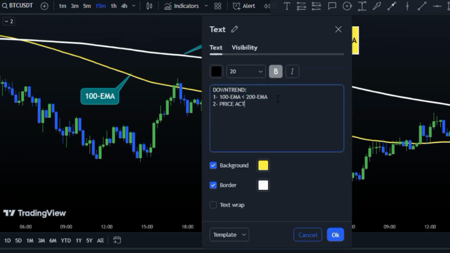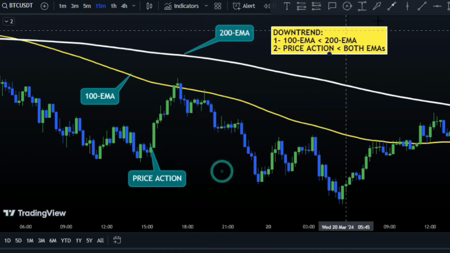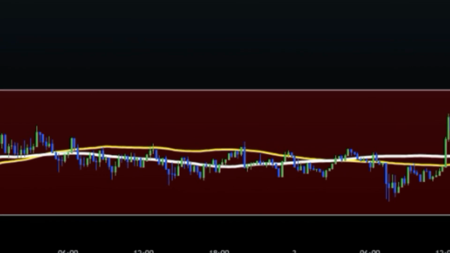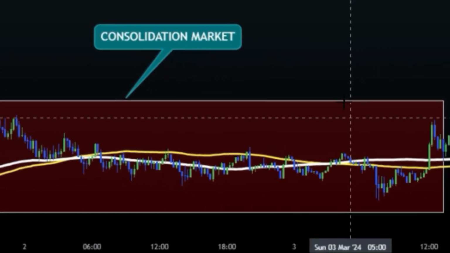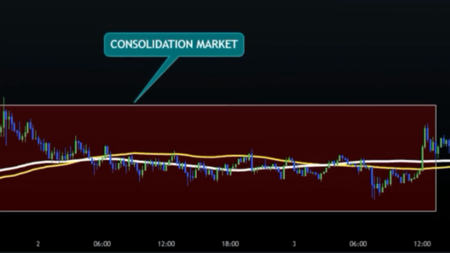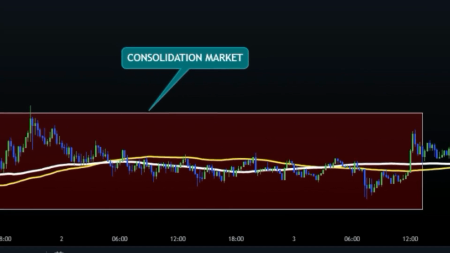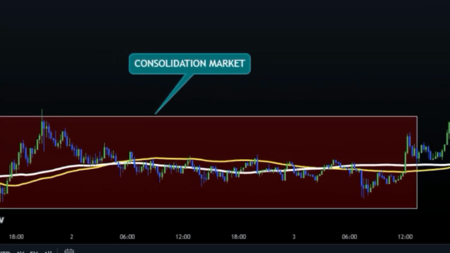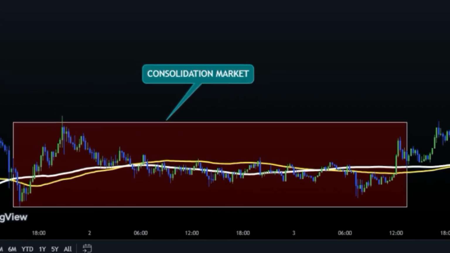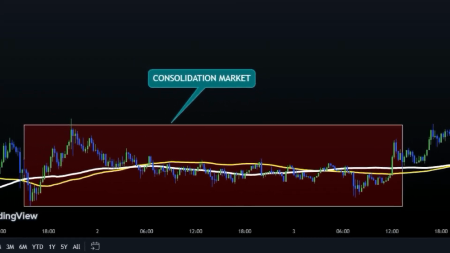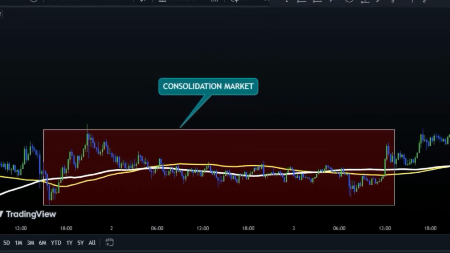In addition to identifying uptrends and downtrends, it's essential to recognize periods of market consolidation. When the EMA 100 and the EMA 200 lines are intertwined or moving close together, it signals that the market is in a state of indecision or equilibrium, often referred to as a consolidation phase. By integrating these two powerful indicators, we'll create a solid strategy that better identifies authentic breakouts and aligns with the overall market trend.